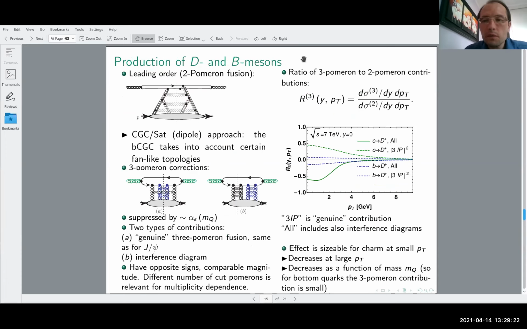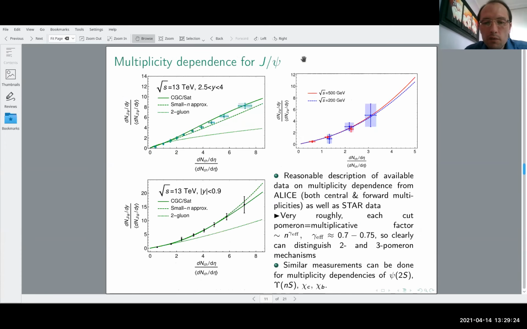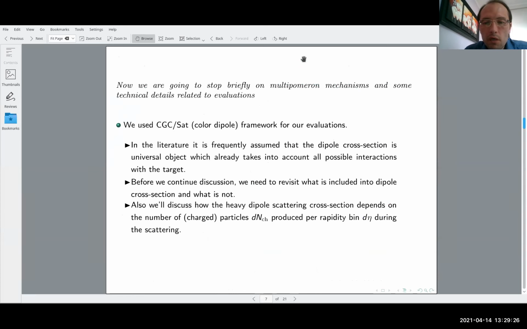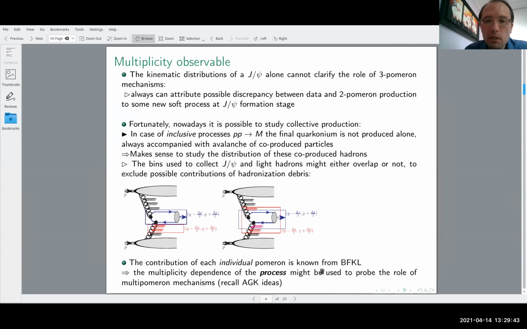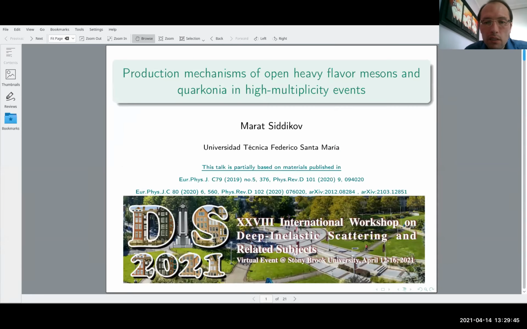Understand. Thanks for the question. Indeed, I actually skipped this discussion due to lack of time. We checked this multiplicity dependence, and we found that it gives a reasonable description. And for this reason, we believe that this description is correct. Actually, you might find more detailed comparison in these publications, the second and the third one. Okay, thanks.